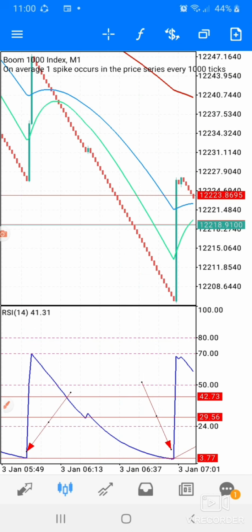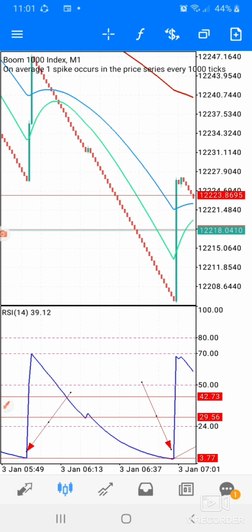So in boom, the same applies. You can see that on this identified level, on the RSI level 3.77, it is an identified and verified level where spikes normally occur. So you know when the market comes to that point, it will act as a strong support and spikes will occur. You can see there was this spike and there was that spike. So you can also use the RSI alone to catch these spikes.